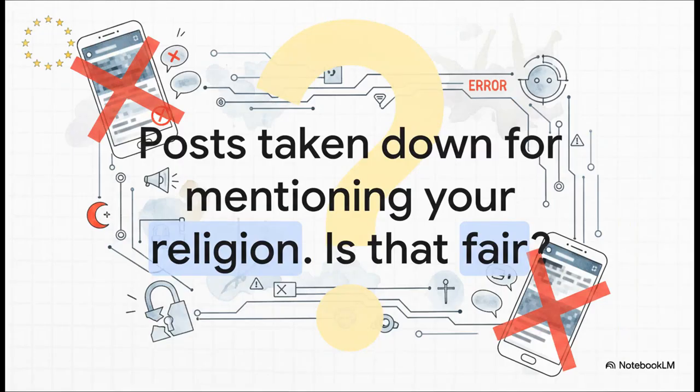So just imagine this for a second. You post something completely harmless on social media, but it gets flagged and taken down. Why? Simply for mentioning your religion. According to a major report from the European Union, this isn't just some what-if scenario. It's a real thing that's happening because of the AI systems we're about to dig into.